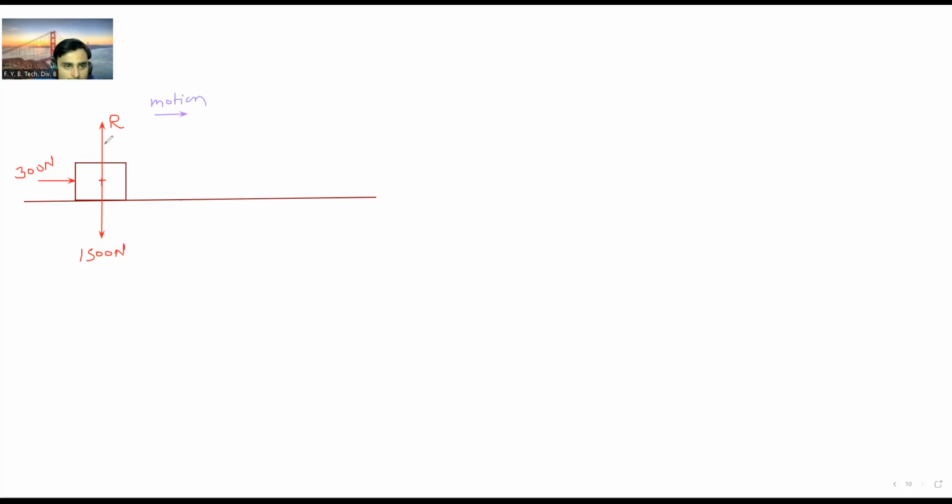Okay, so it starts from rest. The initial velocity of this block is 0 meter per second before the application of the force, so it is at rest. When you apply a force of 300 Newton, it will move. Suppose now this block is at this position, and here its final velocity v is 16 meter per second.